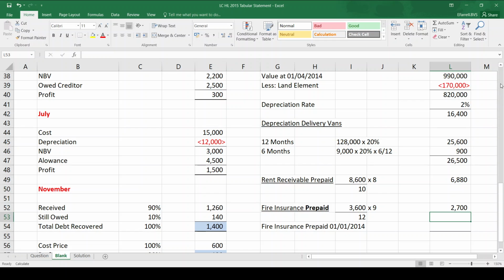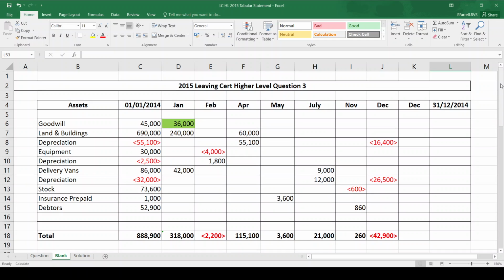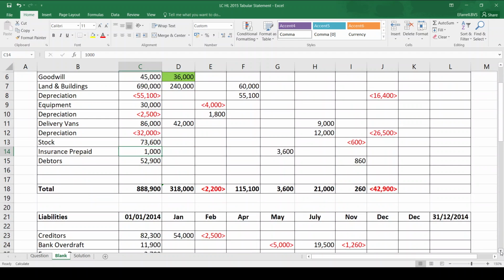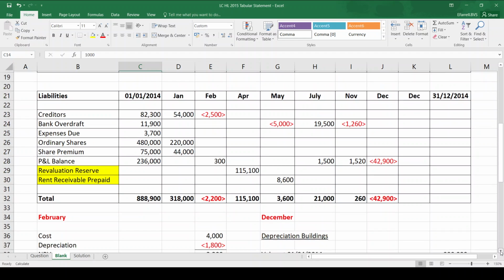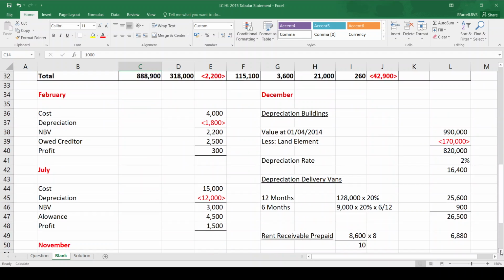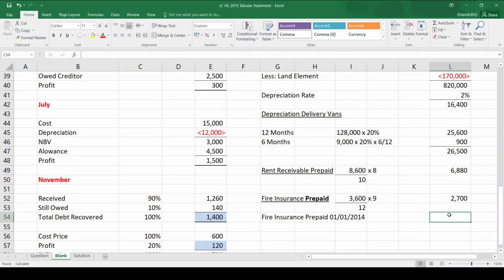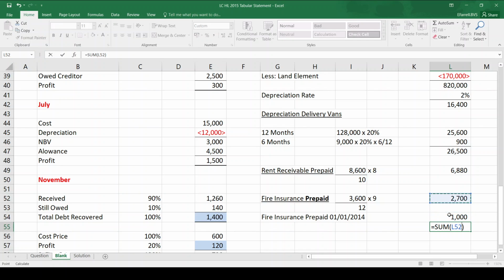Now we also have to take account of the prepaid at the start. There was insurance prepaid at the start, 3 months insurance prepaid at the start, which were for January, February, and March this year. So they needed to be included. That 1,000 needs to be included because it was for this year. So I'm going to have to add on the 1,000, which leaves us with 3,700 for the year.